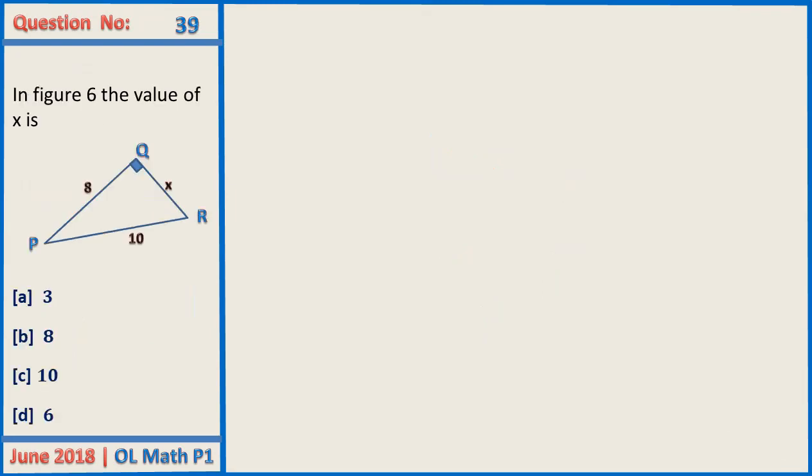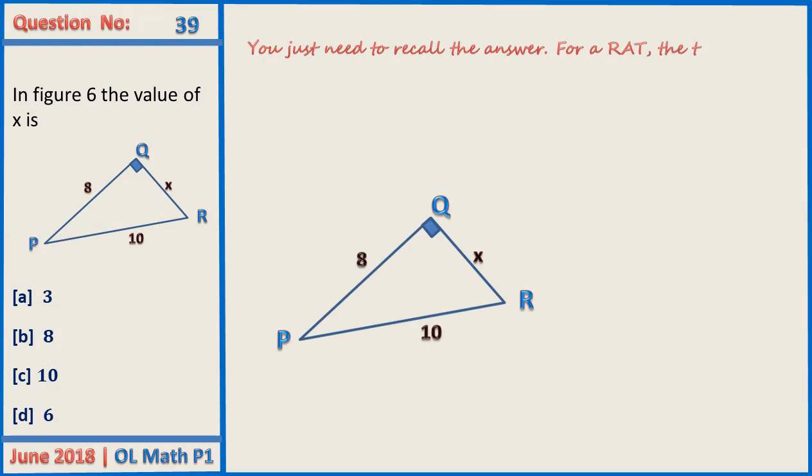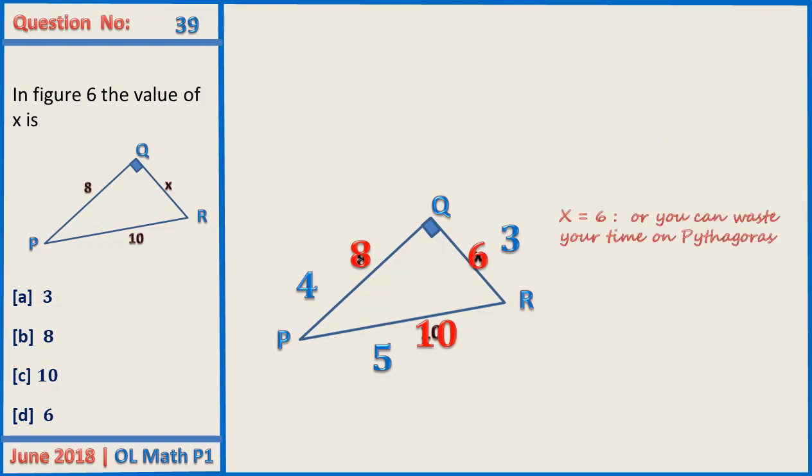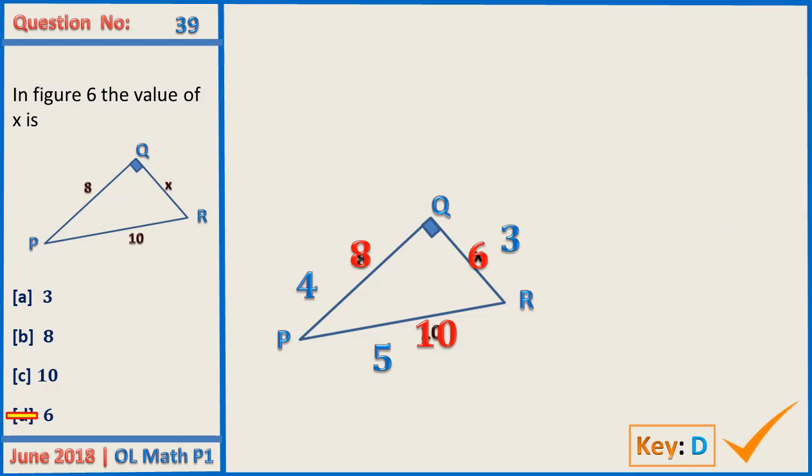Question 39, in the figure shown, the value of x is, here you can waste your time and do Pythagoras theorem. But note that this is a right angle triangle. The triples are, if one side is x, for example, let us look at the triples. The first one that you have in form 2, you have 3, the other side is 4, hypotenuse is 5. If you multiply all through by 2, you have 6, 8, and 10. So the value of x must be equal to 6. The key is D. Or you waste your time doing Pythagoras when your friends already have the answer, D.